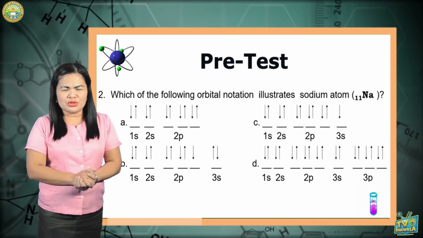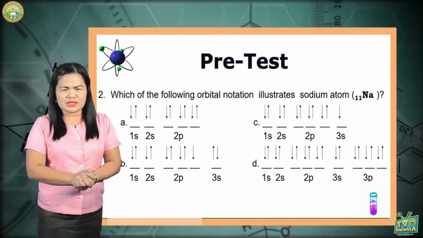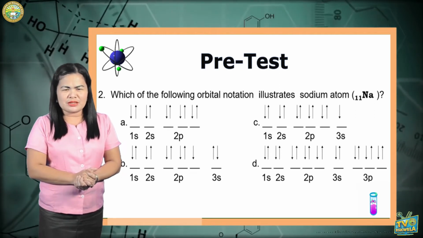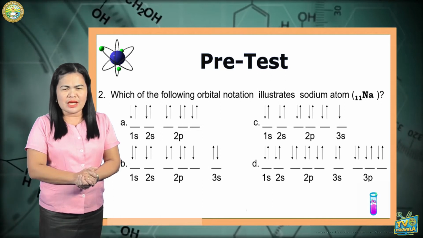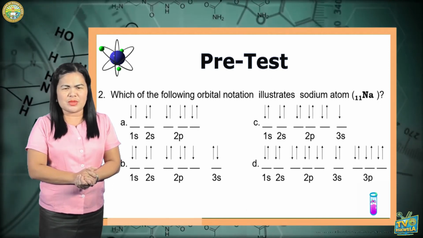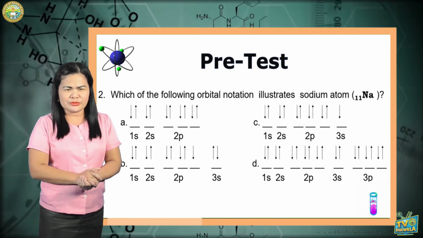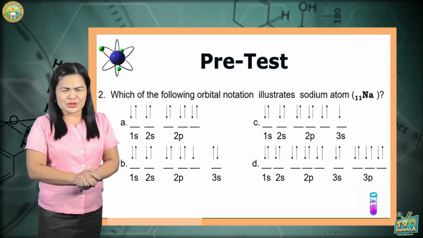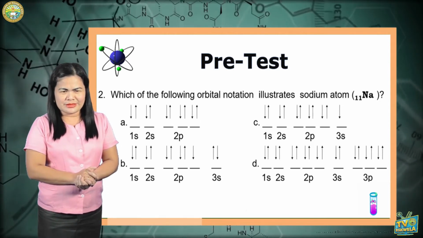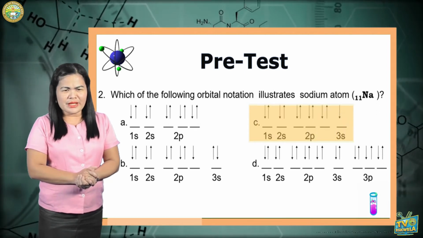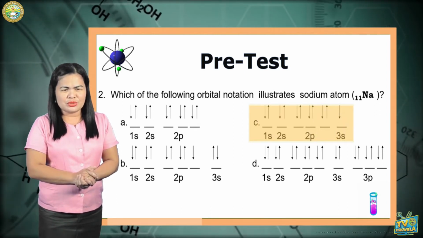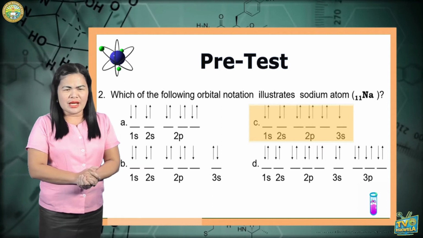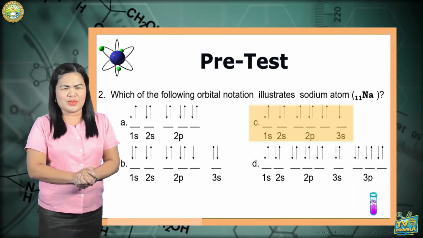D. 1s with 2 opposite spins, 2s with 2 opposite spins, 2p with 6 opposite spins, 3s with 2 opposite spins, and 3p with 6 opposite spins. The correct answer is C. 1s with 2 opposite spins, 2s with 2 opposite spins, 2p with 6 opposite spins, and 3s with 1 downward spin.